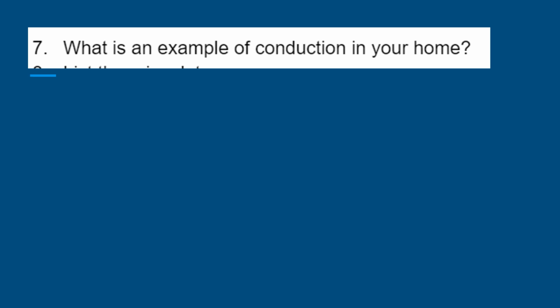What is an example of conduction in your home? Well, I think all of us have some kind of cooking surface. It might be a pan, a skillet, or something nonstick that we're cooking on. If you put a pan on the stove and you heat it up, you are able to cook whatever you want in there. Maybe you're cooking some eggs in your skillet. So yes, that would be an example of that.